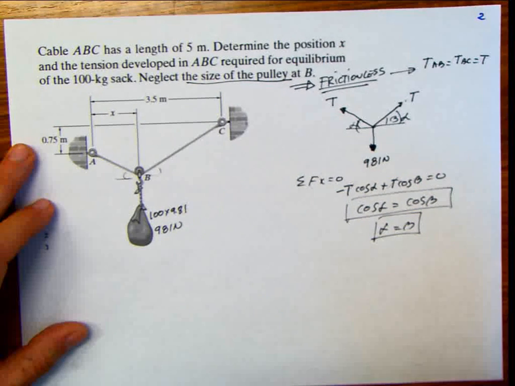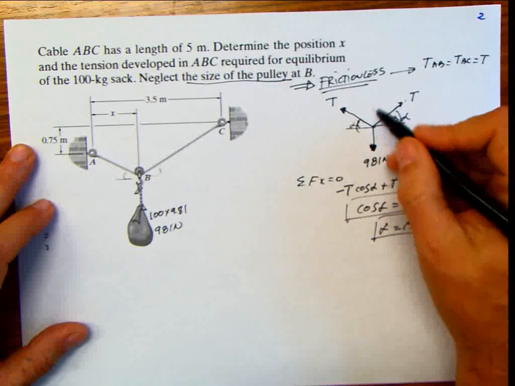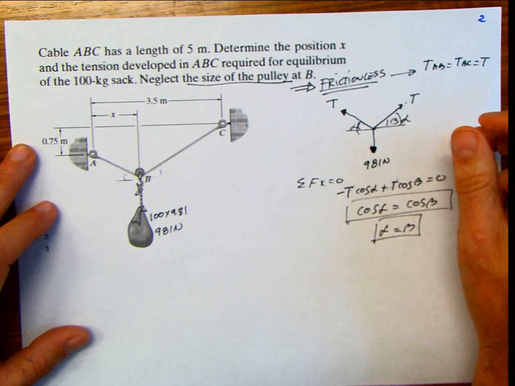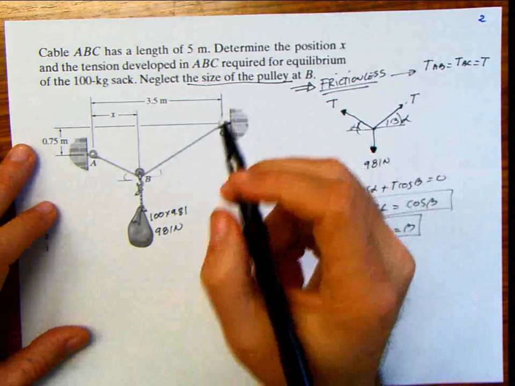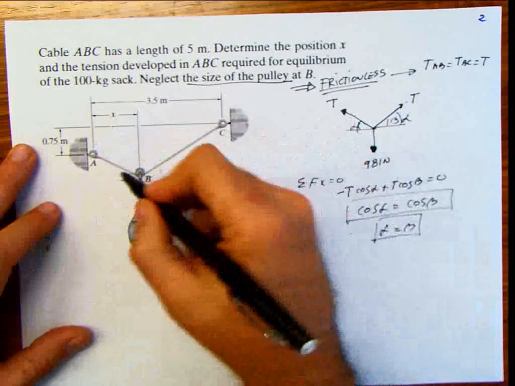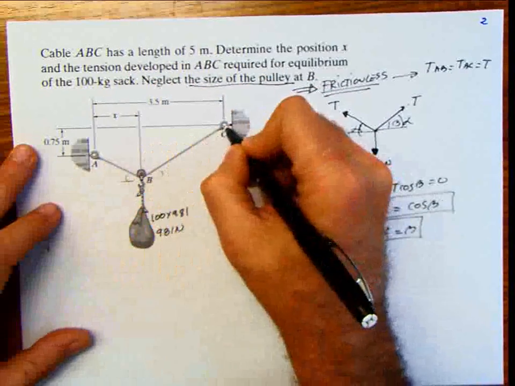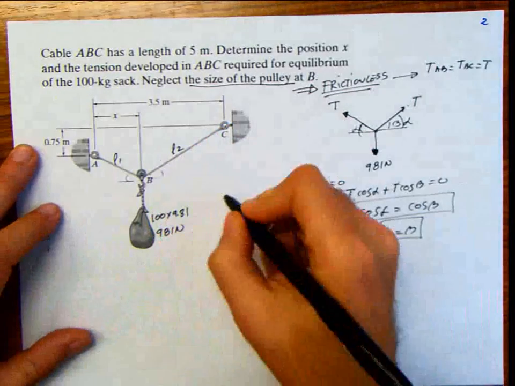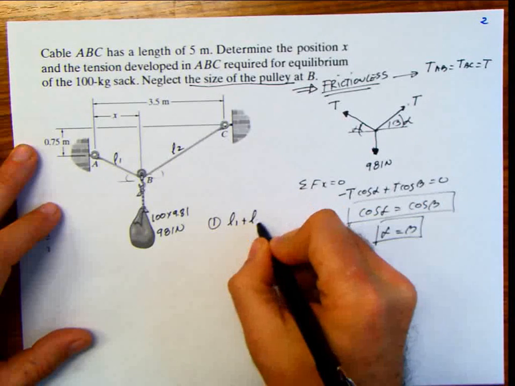Now, what else can I get from here? Well, I could get the vertical component if I want to, in function of the angle, but it still doesn't tell me anything. So let's go back and see what the problem is asking us to do once again. It says the position x. What do I know? I know the total length is 5. I'm going to divide that total length into two lengths, this length I'm going to call L1, and this length L2. So I have a first equation, which tells me that L1 plus L2 equals 5.